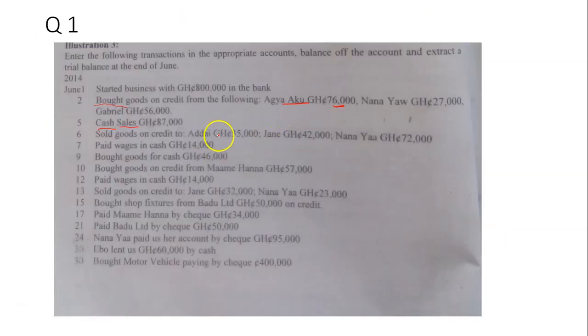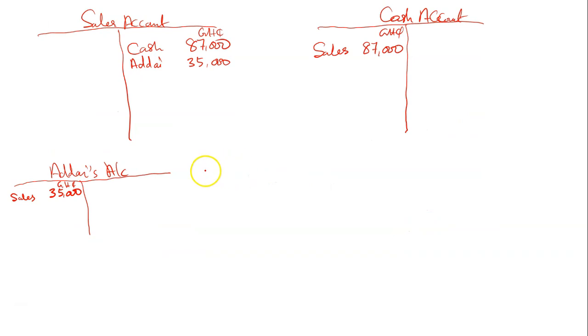Then the next person, Jane, 42,000. So we create Jane's account. Since Jane is a debtor, we are selling to Jane, meaning Jane's account is increasing. So we debit Jane's account and then credit sales account. So let's create Jane's account. We will debit Jane's account in the name of sales, 42,000 Ghana cedis. And then we credit sales account in the name of what? Jane. The same 42,000 Ghana cedis.